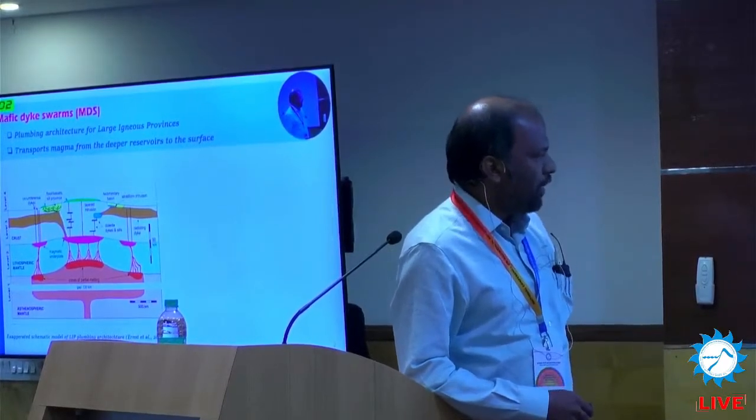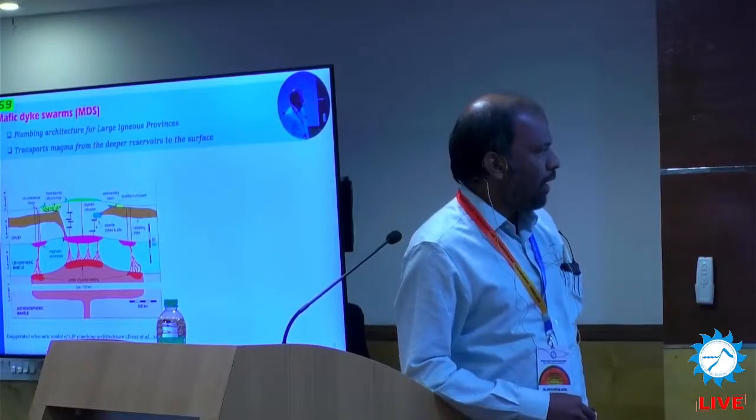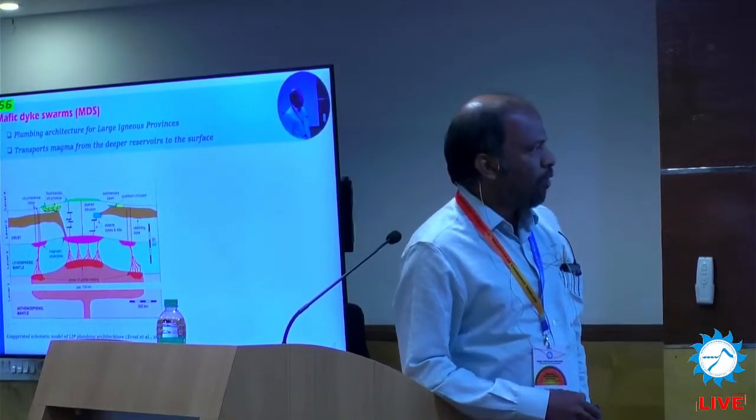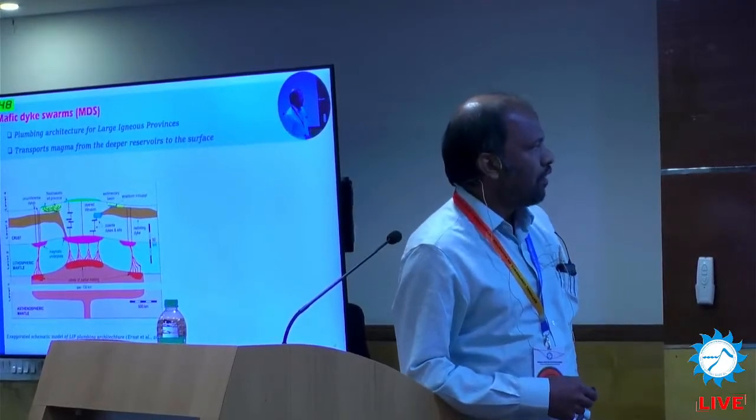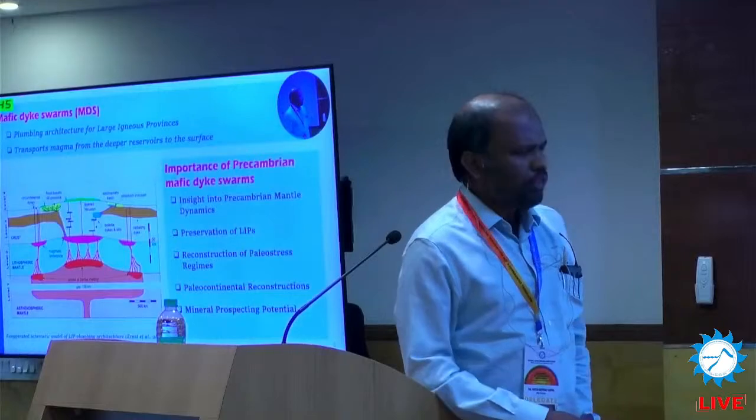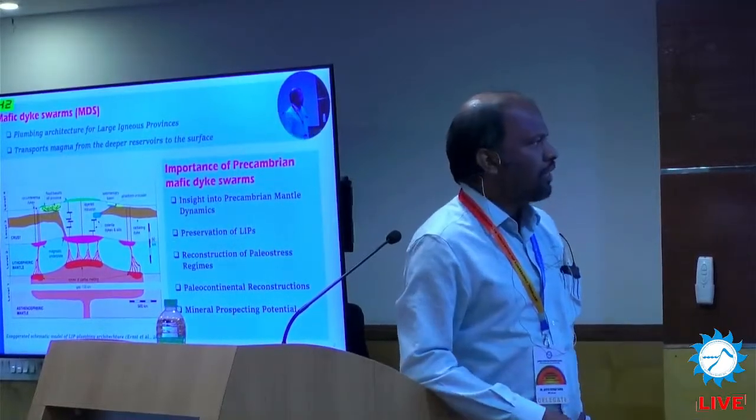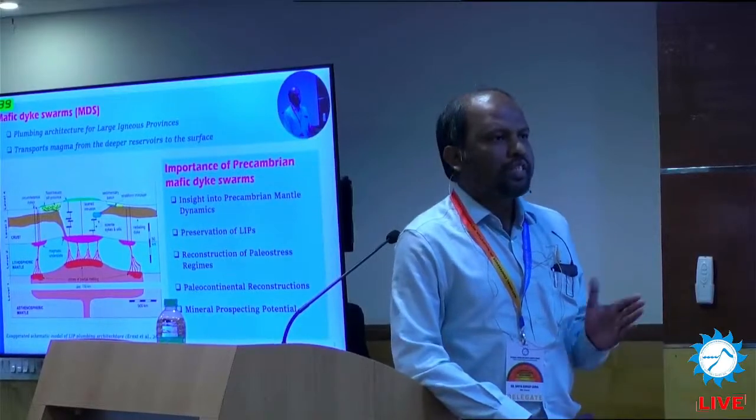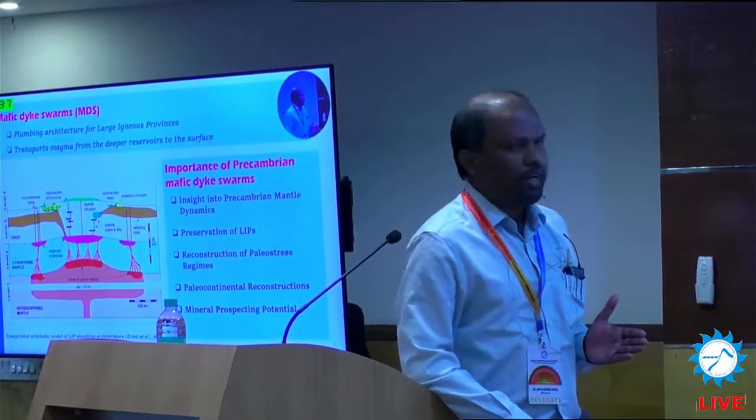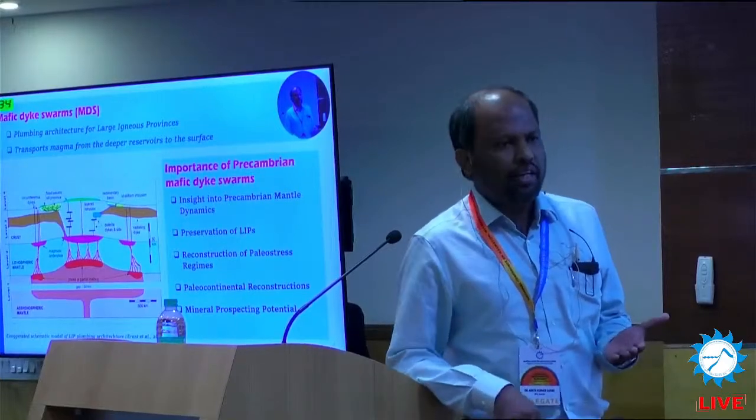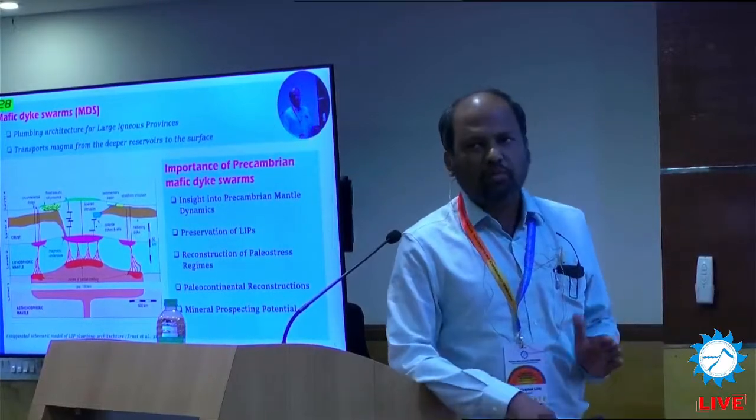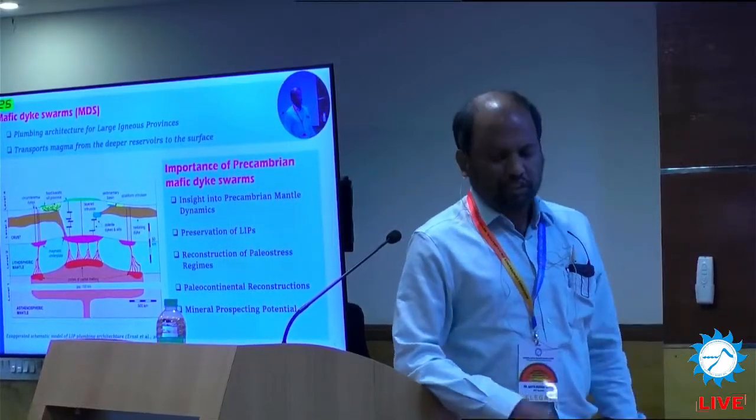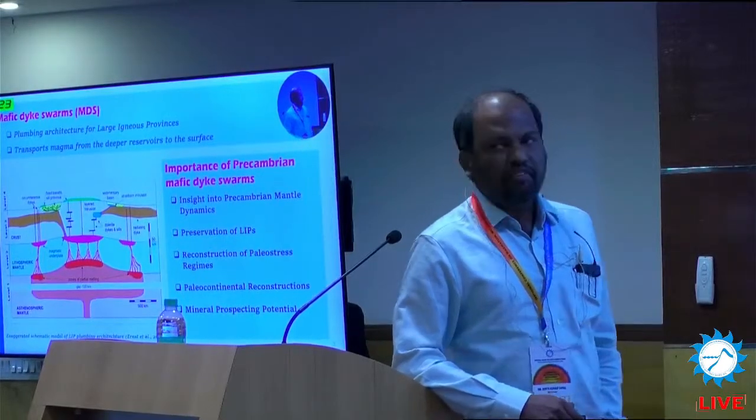Coming to level 3, when this dike magma comes to the crust, it spreads in the form of dolerite dikes or sills. Coming to level 4, the magma spreads on the surface and forms flood basalt provinces. Coming to the importance of these mafic dike swarms, they are very helpful to study and understand the evolution of the subcontinental lithospheric mantle. In the Precambrian, the flood basalts are generally eroded, giving a superficial exposure of the mafic dike swarms. Therefore, these dike swarms are helpful to understand and identify different Precambrian LIPs.